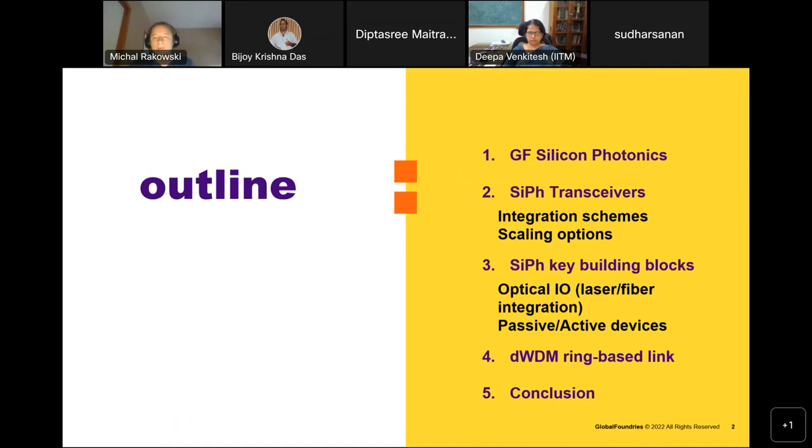I will discuss a little bit the key photonic building blocks, primarily focusing on the optical I/O, which is one of the key components to enable a highly efficient transceiver, but also the necessary active and passive devices. And finally, as an example, I would like to present a wavelength division multiplexing ring-based transceiver, and discuss a little bit the challenges and how we are meeting speed requirements in order to enable this path to and beyond terabits per second.